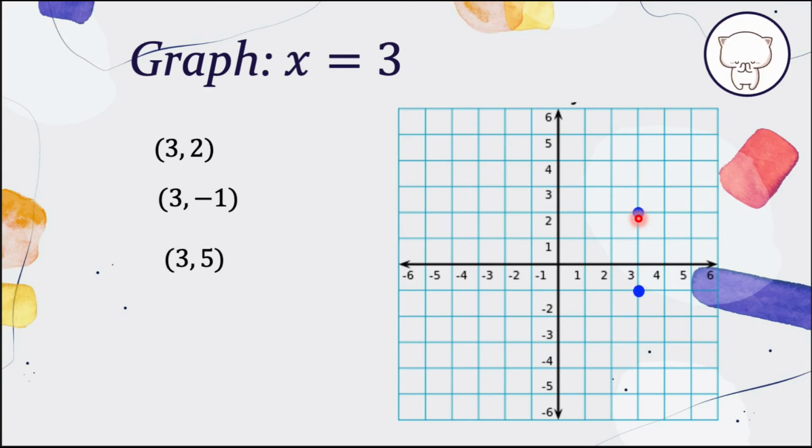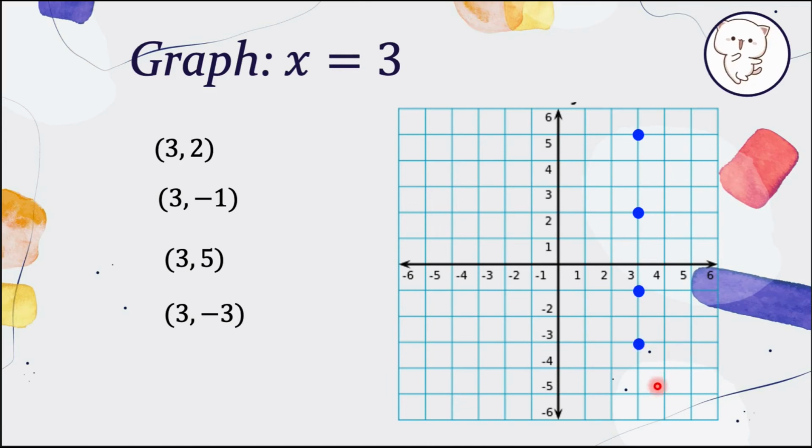And then I can also have (3, 5), which is on the first quadrant. So 3 and then 5. 1, 2, 3, 4, 5. So make a small dot. And then I can also have (3, -3). So 3 again, and then -3. So 3 units downward. 1, 2, 3. So make a small dot.